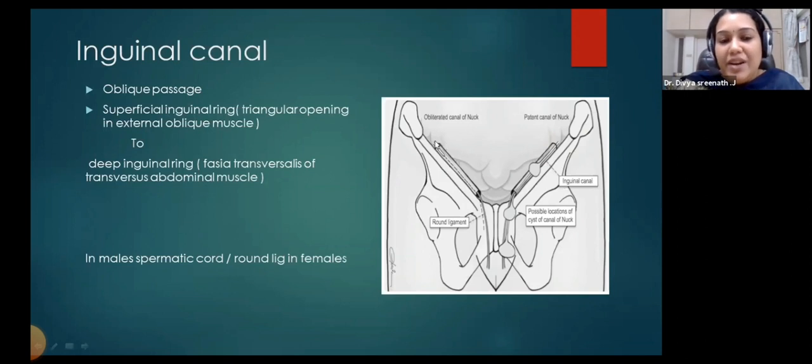The deep inguinal ring is an opening in the transverse muscle. So in between these muscles there is an oblique passage. This is known as the inguinal canal. In males, the spermatic cord passes through the inguinal canal. In females, the round ligament passes through the inguinal canal, and it reaches the labia majora.